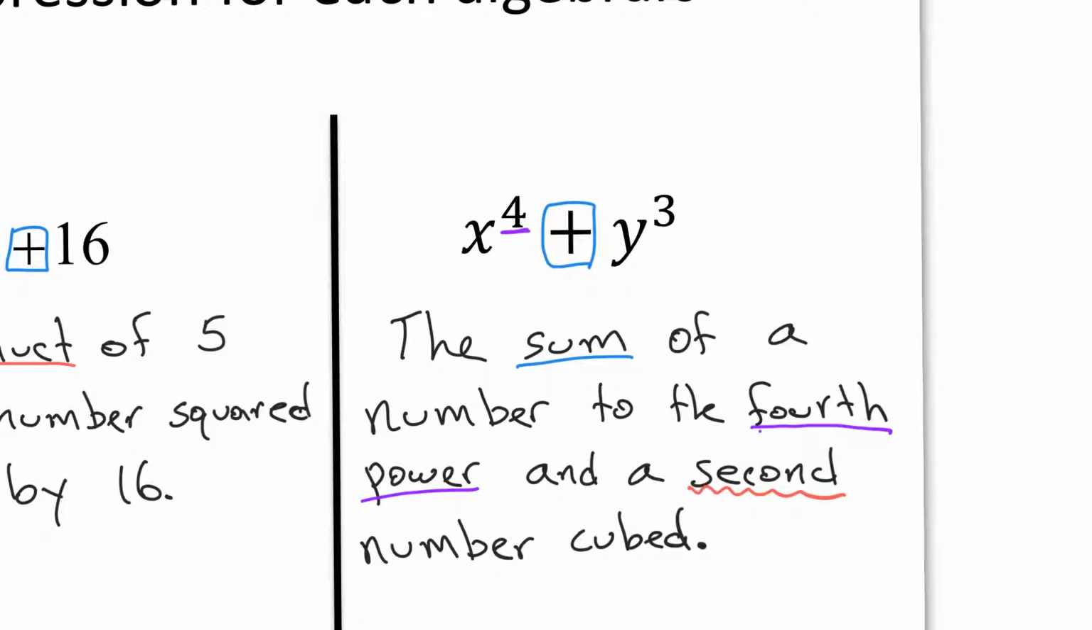So you have to make sense of the problem. You have to know the words that you have to use, the keywords, but this is just one example, and I'm just going to read it again. The sum of a number to the fourth power and a second number cubed. So sum means you're adding those two different numbers and they have different variables.